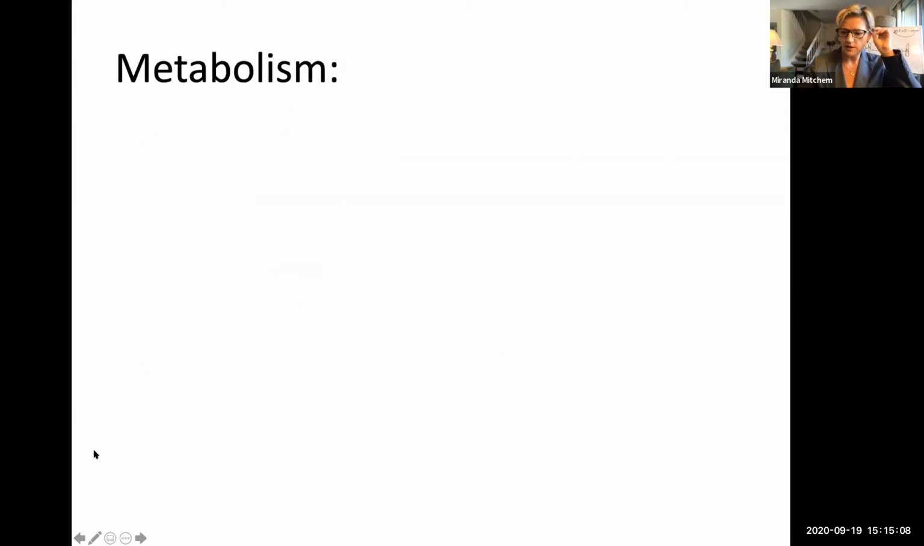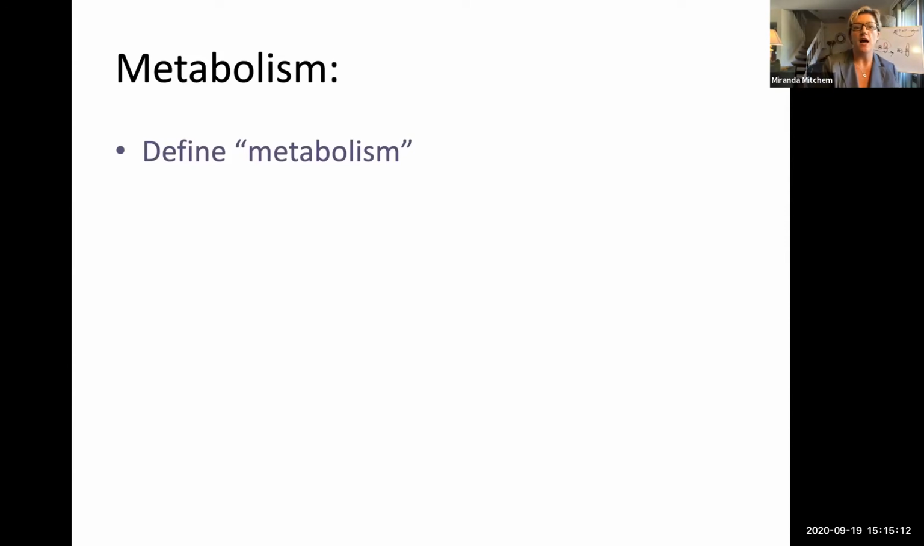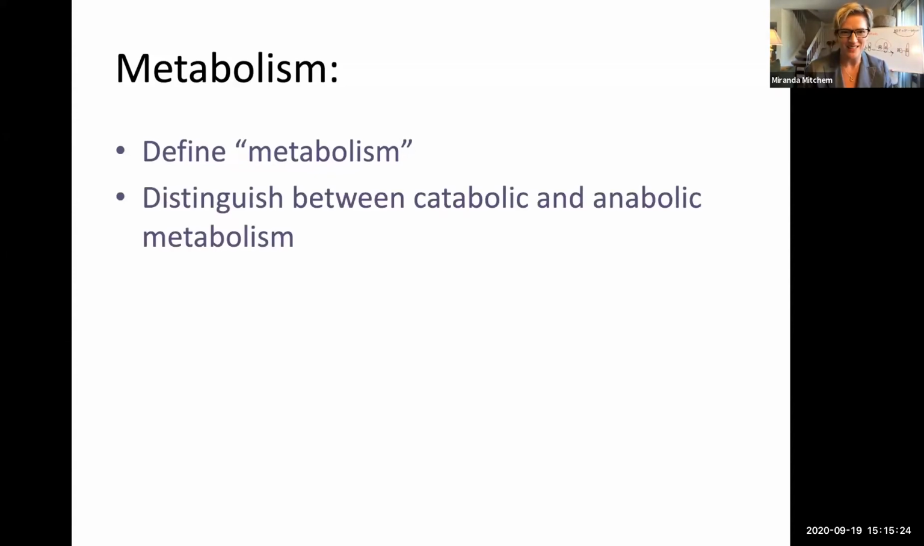All right, now let's get to metabolism. So please be able to define what metabolism means. And if I ask for a chemical reaction, I hope you know how to write it out correctly. We'll look at it. So we've got our catabolic and our anabolic metabolism. And so metabolism is the sum of all the catabolic and all the anabolic.